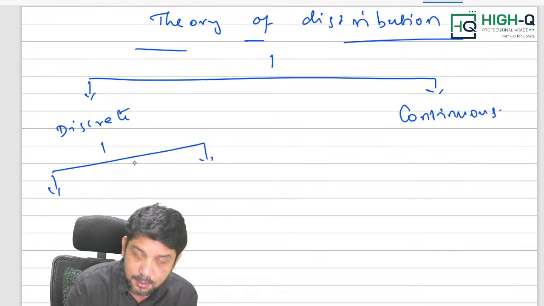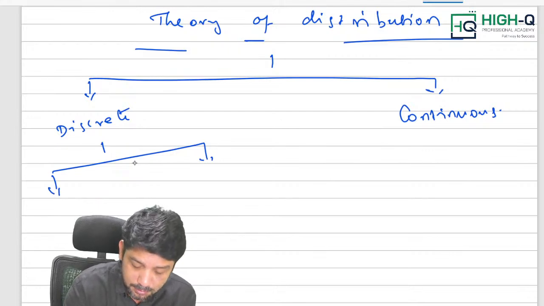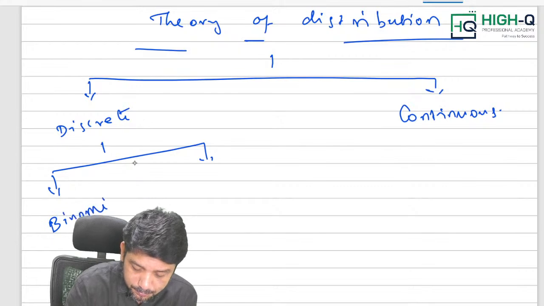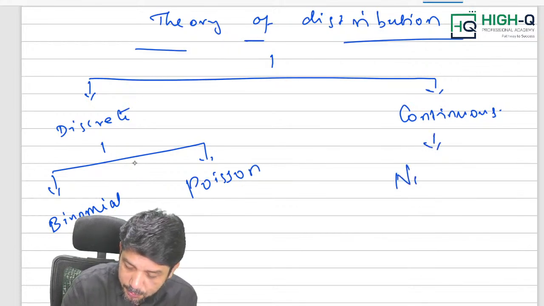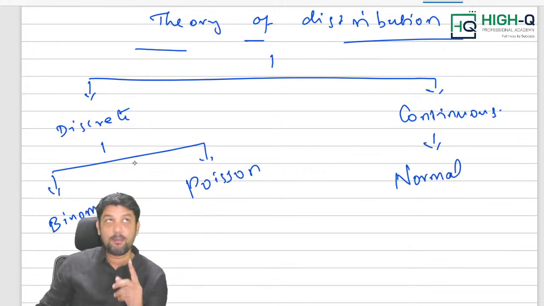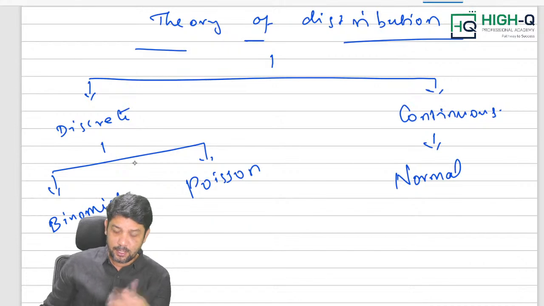There are two types of discrete distributions we have got. One is binomial distribution. The other one is Poisson distribution. Whereas in continuous distribution, we have got normal distribution. So discrete distribution: binomial or Poisson. In continuous distribution, we have got normal distribution.